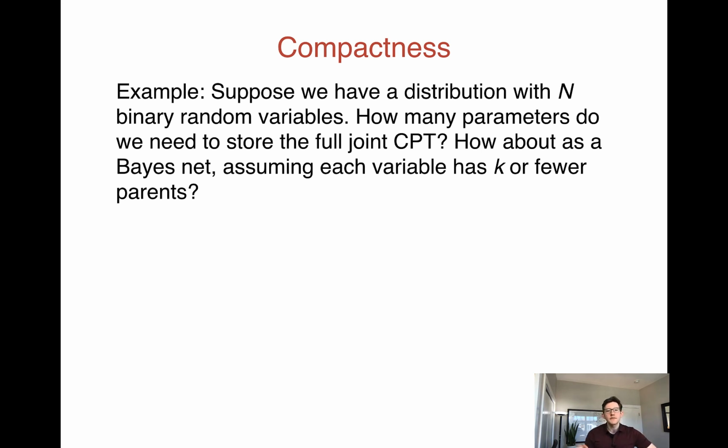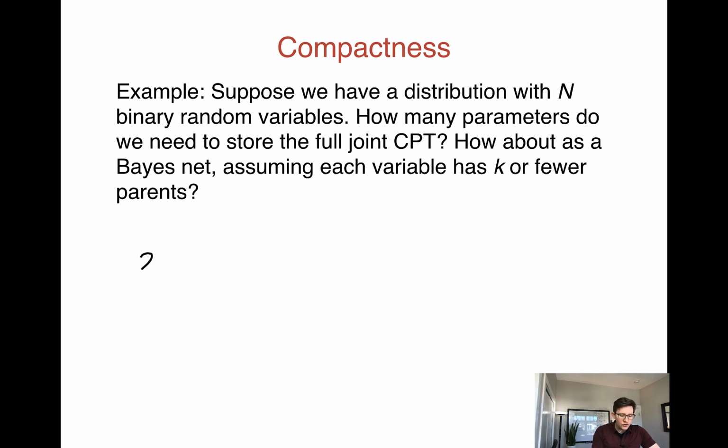Let's look at a specific example. Let's suppose we have n binary random variables. Let's say we wanted to store that distribution as a full joint conditional probability table. How many parameters do we need to specify that? I encourage you to pause the video and answer these yourselves, so here's your chance to pause. Okay, how many parameters do we need to store the full joint CPT?